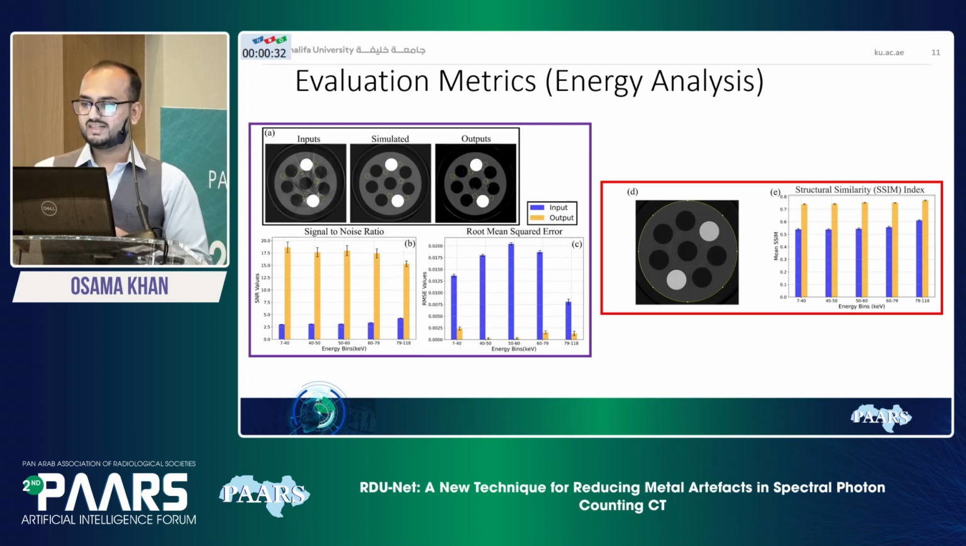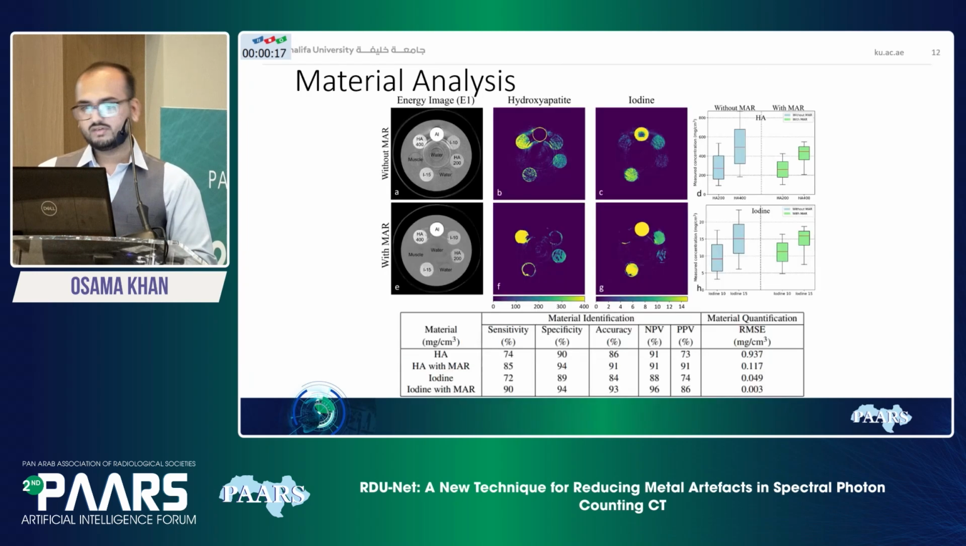And as you can see, it increased for all the available inputs and outputs that we have across the board, all 5 energy bins. This is for all 5 energy bins, all three of those evaluation metrics. So as you can see, our results were very good.